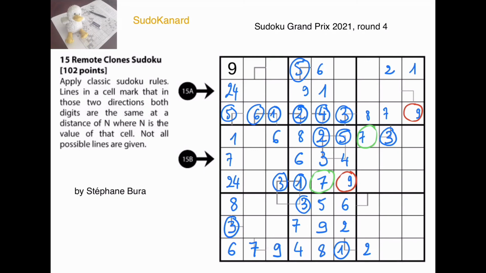This is an 8, and the remaining digits here are 3 and 5, and because of this 3 we get a 5 here and a 3 there. What could go here? The missing digits here are 1, 2, 4, and 5. 1 and 5 are forbidden, so it must be a 2 or a 4.